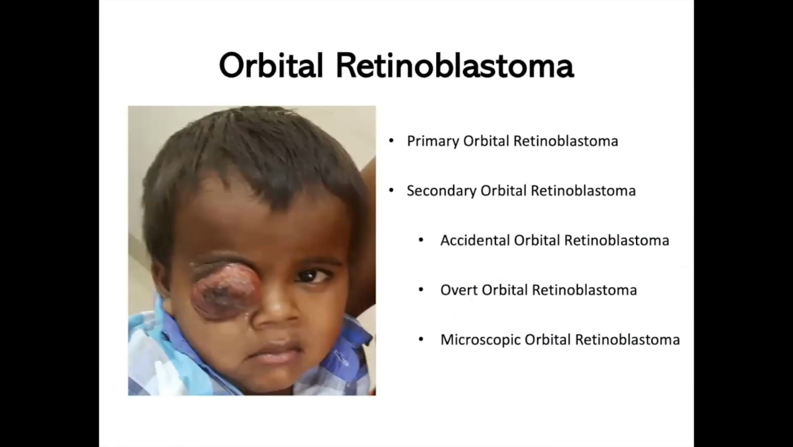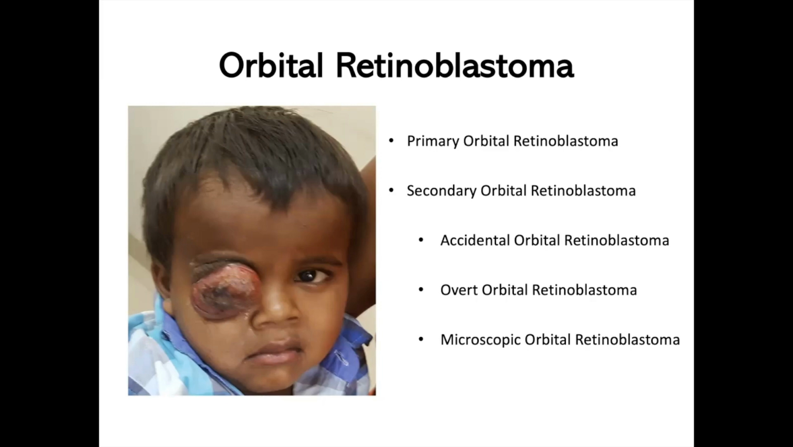A little bit about orbital retinoblastoma. When frank extraocular extension is detected at the time of primary consultation, it is termed as the primary orbital retinoblastoma. Secondary orbital retinoblastomas are when in an unsuspected eye, intraocular surgery has been carried out and the tumor is made extraocular, making it an accidental orbital retinoblastoma.